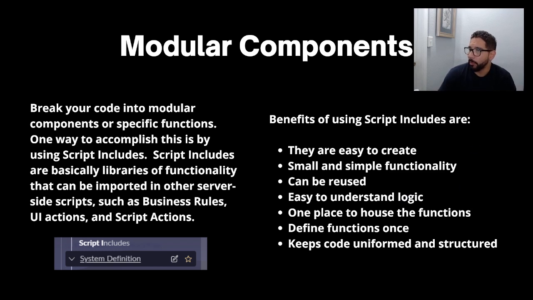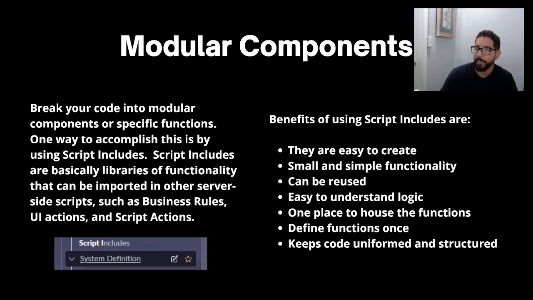So, modular components, right? We want to be as modular as possible. We don't want to repeat our code. We don't want to define code in the script itself, right? You can use what are called script includes. A script include is a library where you can define functions and different values. ServiceNow has thousands of script includes. You can go through the system definition of script includes and look at some examples they have created.